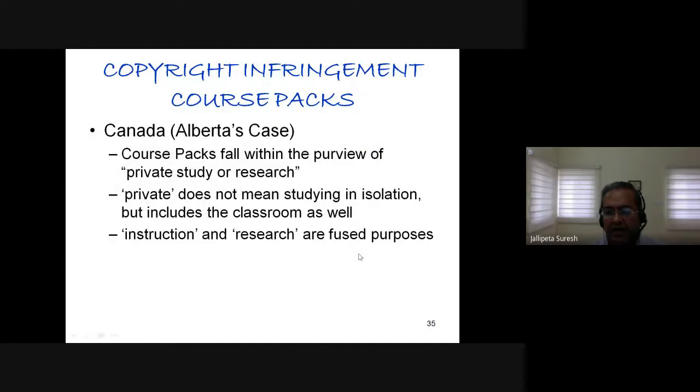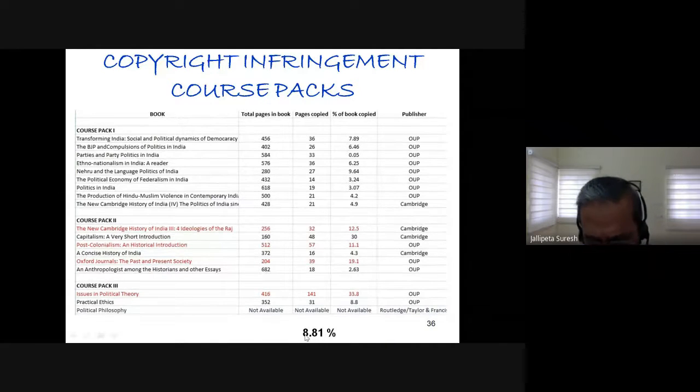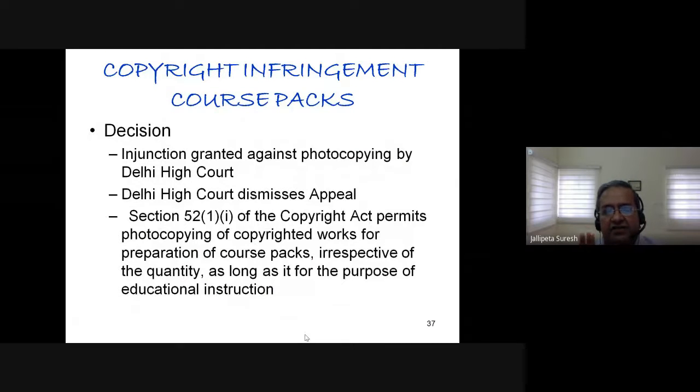So they made an average calculation of how many pages they had taken from the original source, and they arrived at a calculation saying that it was 8.81%, which was less than the threshold of case law, which says 10%. Now, after having heard this matter, finally, it happened over a long period of time. Initially, the court granted an injunction against the photocopying center, and then the photocopying center appealed against the decision.